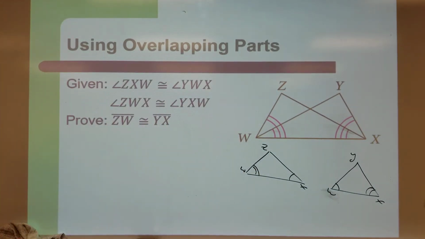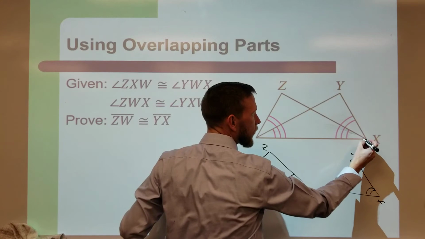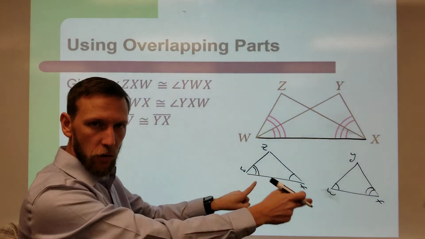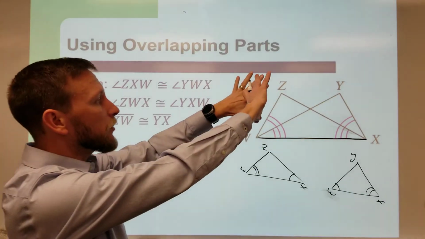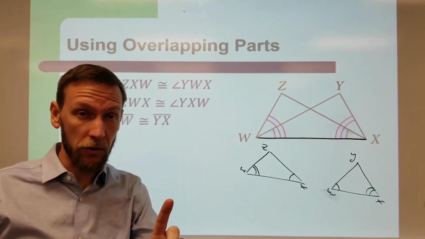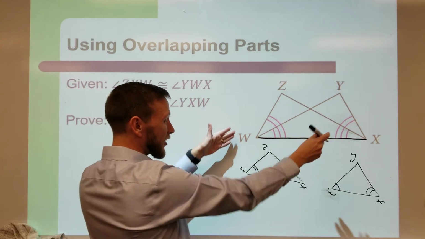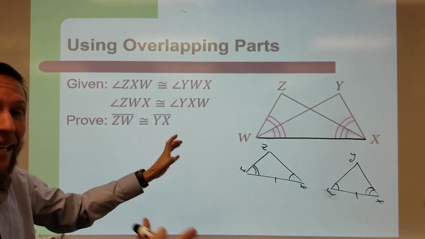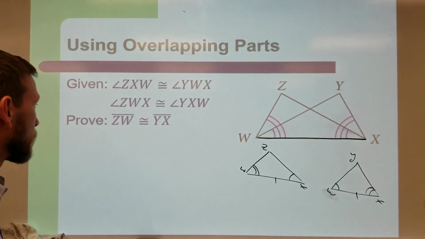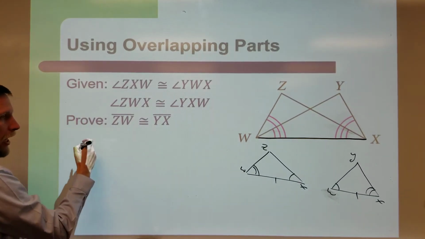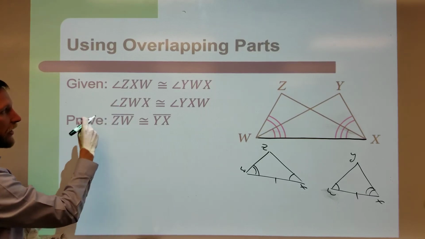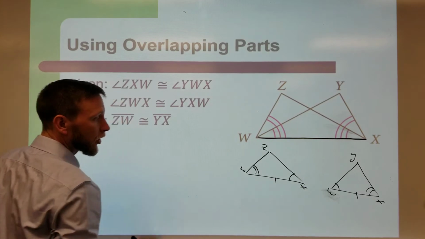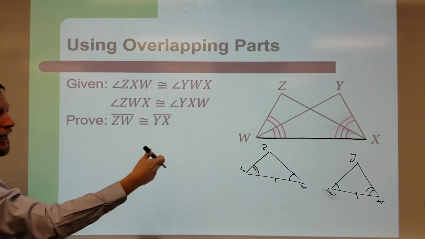Now, what we ought to notice is that this segment right here is the same segment in both of these triangles. Being able to draw those separate triangles is huge, first of all. But second of all, recognizing that WX and XW are the same segment is the key to proving that these triangles are congruent. I'm going to show that these angles are congruent, because that's given information. I'm going to show that these sides are congruent by the reflexive POC. So I have angle side angle congruence.